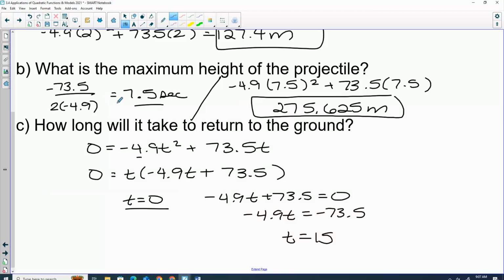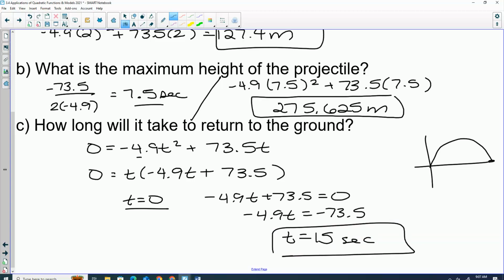T equals 0 is because this thing started on the ground. At time 0, it was on the ground. And then you threw it, it hit its high point, and it came back down. So then the 15 seconds is when it comes back to the ground.